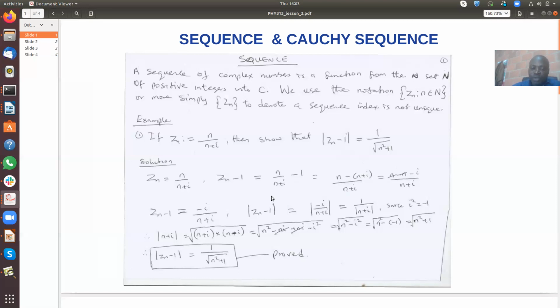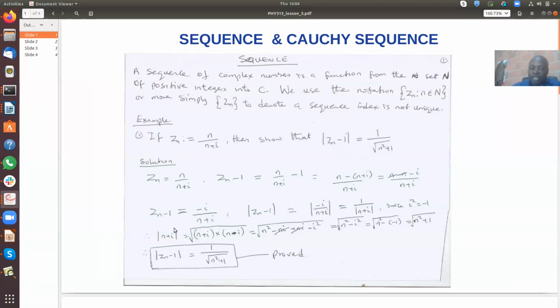If you now take the modulus of this, because this is Zn minus 1, you now have the modulus of minus i over n plus i, which gives us 1 all over the modulus of n plus i. If you take the square of this, because the modulus means that you take the square of each of these terms inside, i squared will give you minus 1. Minus 1 times minus 1 gives you positive. That's why you have 1 here.